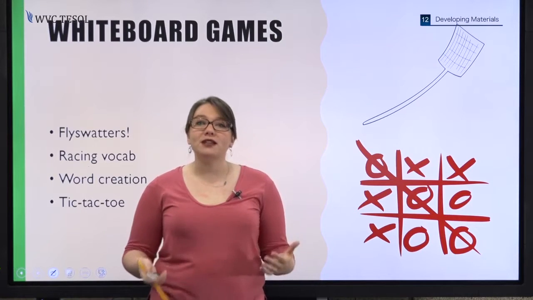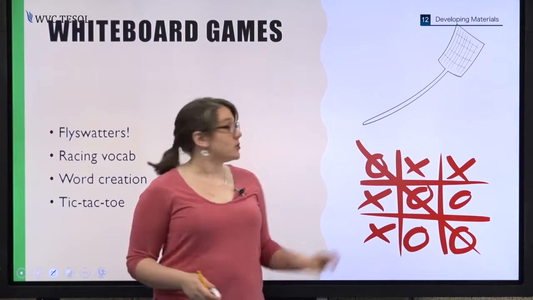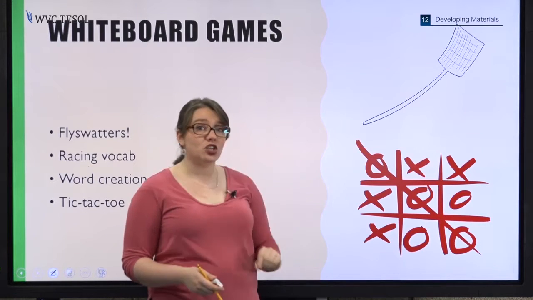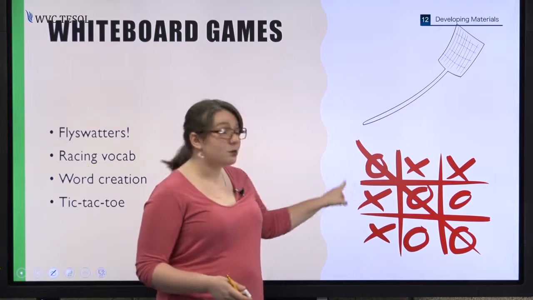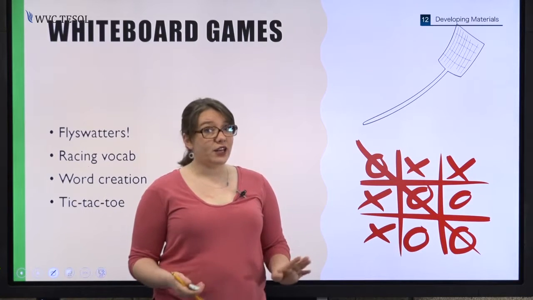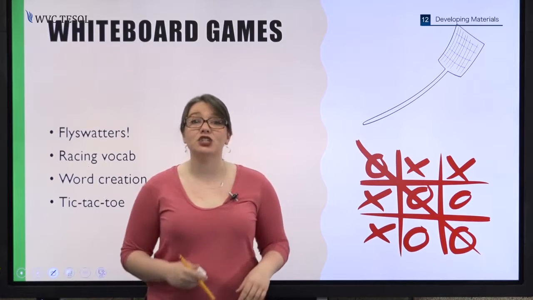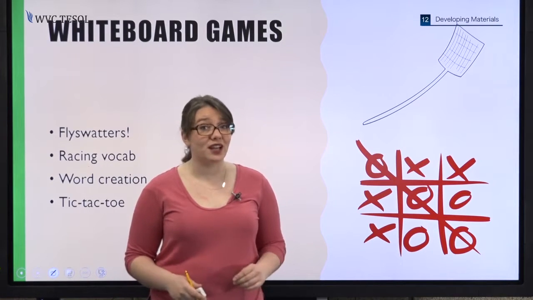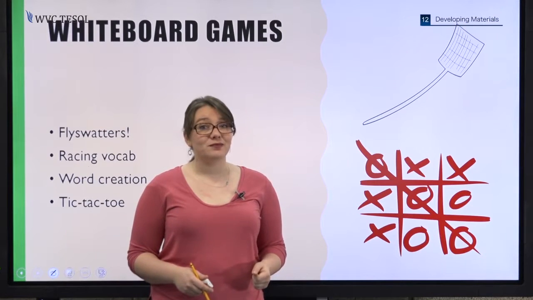Each group picks a square that they want to put their mark on. So I lift up the question and read it. And if they get it right, then they can put their mark. If they get it wrong, then they don't put anything. And the next team can choose that question if they know the answer. So the students really want to get it right.